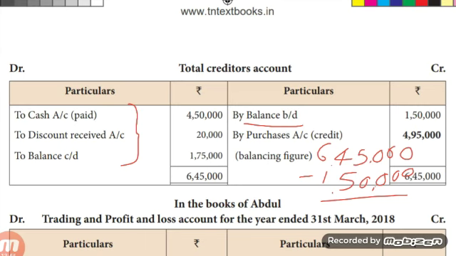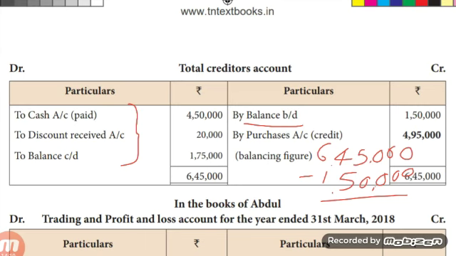What are the items on the trading account? The debit side items are: to opening stock, to purchases, cash purchases and credit purchases. Then if there is any return, you need to deduct returns, purchases returns. Then direct expenses. What are the direct expenses? To wages, to factory rent, to octroi duties, to carriage inward, to freight inward, etc.